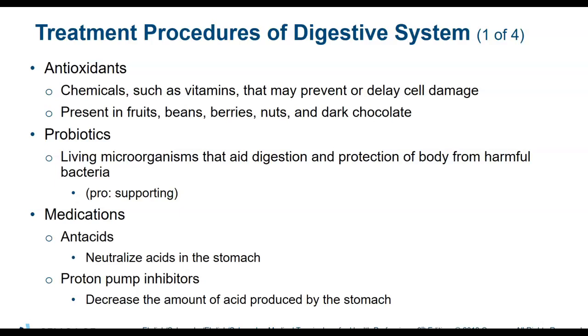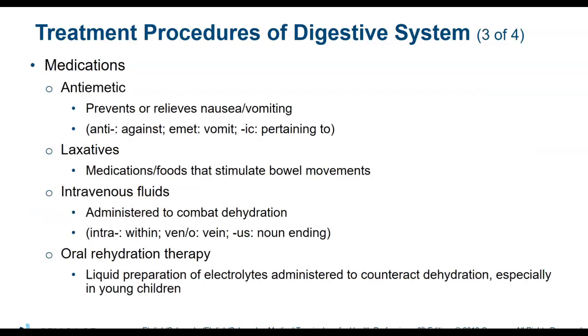Medications that are out there that we use in the digestive system: antacids, these are things that are going to be like Tums that help neutralize the acid. Proton pump inhibitors are prescribed medicines that actually decrease the amount of acid that's produced by the stomach. So it's not neutralizing it, it actually physically decreases the amount of acid.